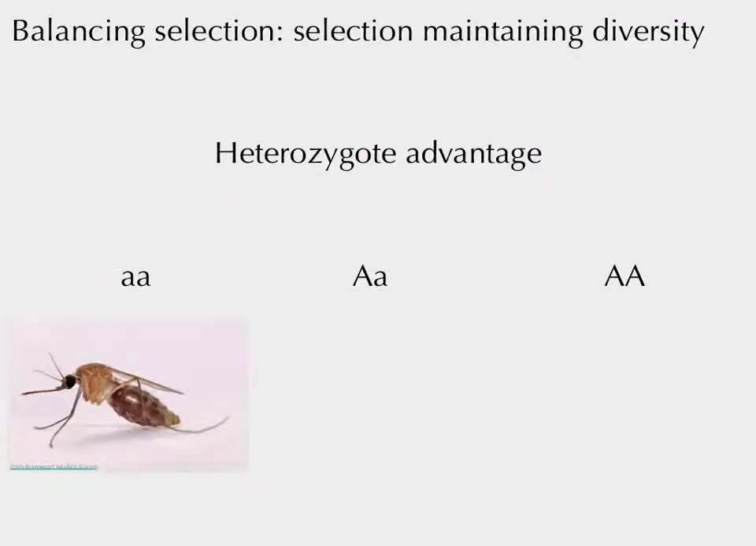But there are some things that maintain diversity. Heterozygote advantage is one. So we all pray to this jargon, homozygote. Here's a classic case.